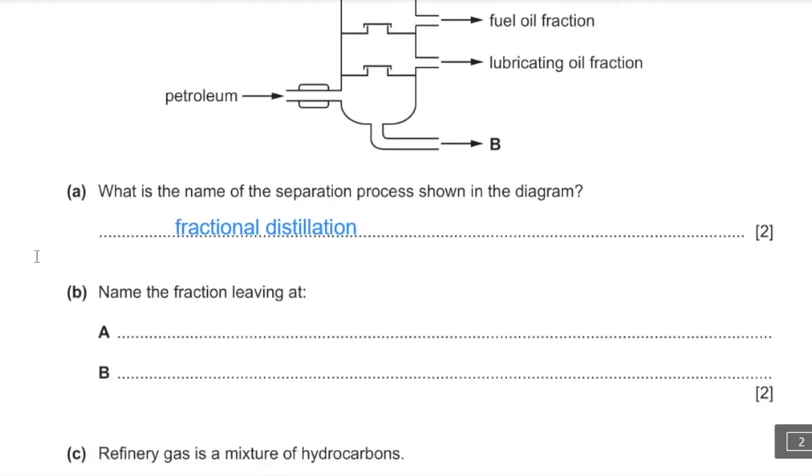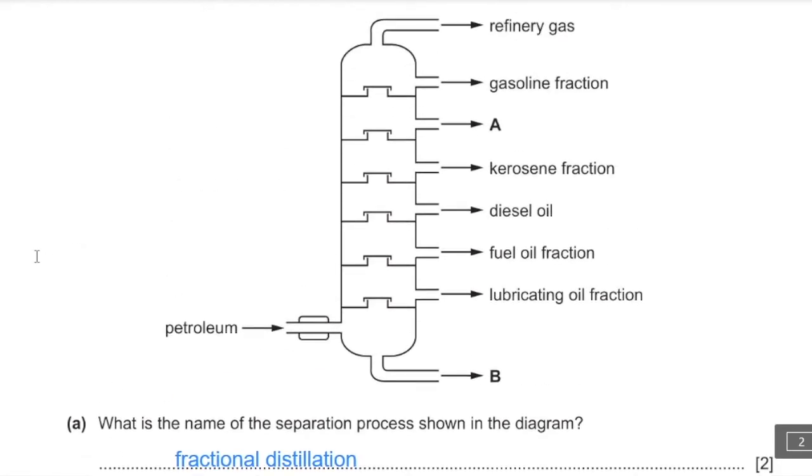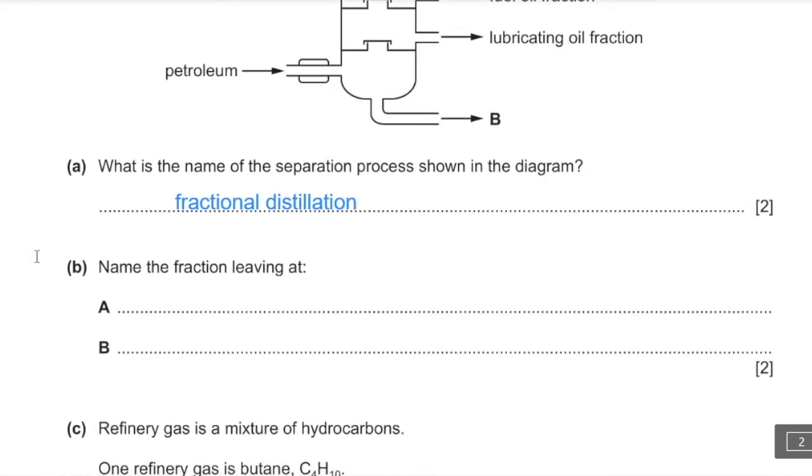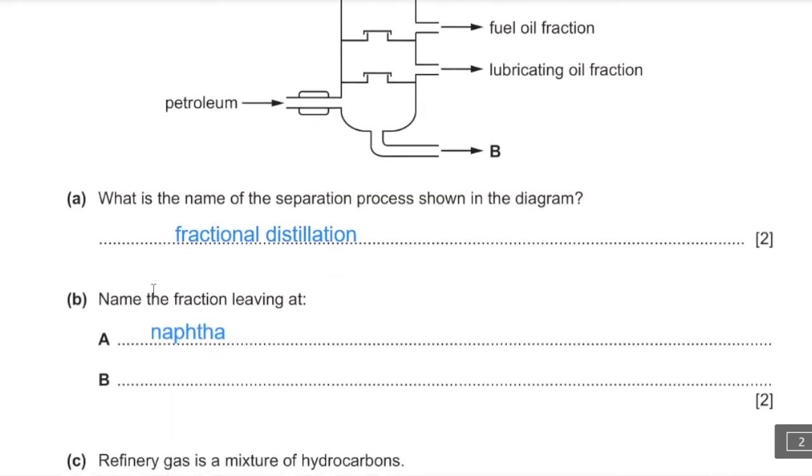B. Name the fraction leaving at A. So A is naphtha, and B is bitumen.